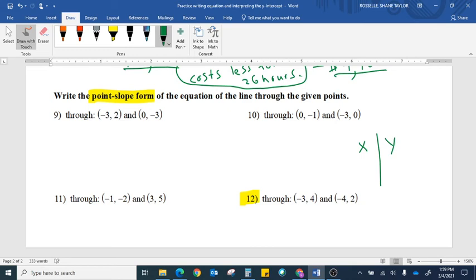X, Y, and then we could come up with the slope. So if I can get the slope, then I can put it into point slope form. And I can come up with the equation, and then if I wanted to, I could get the y-intercept by putting it into slope-intercept form.